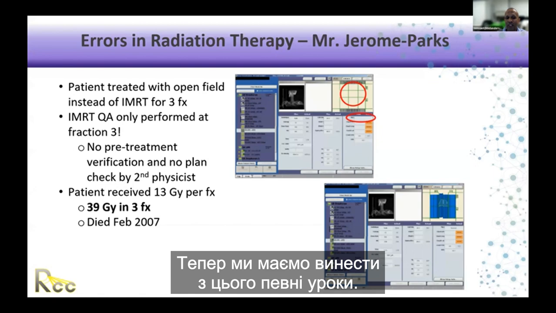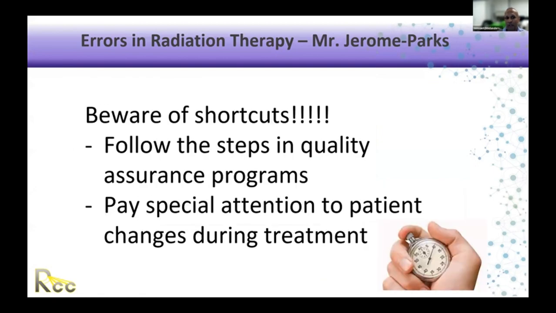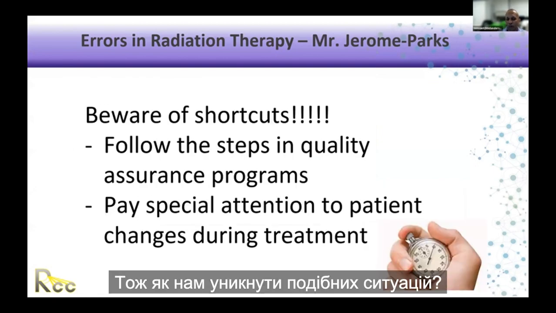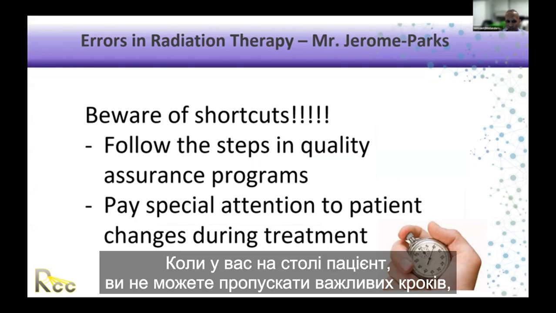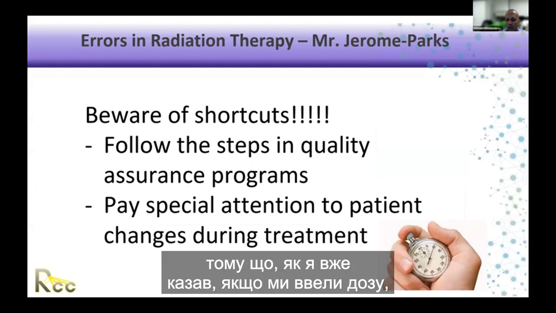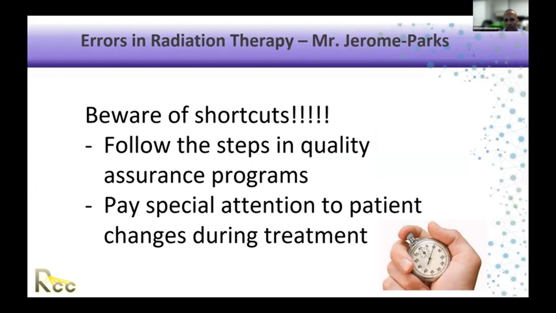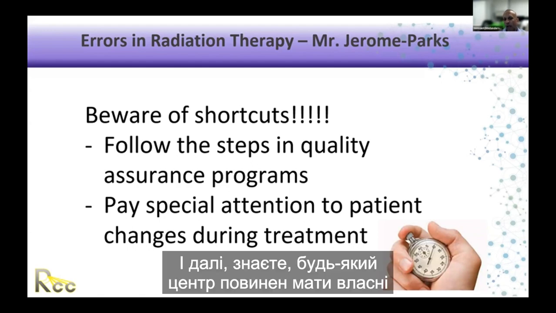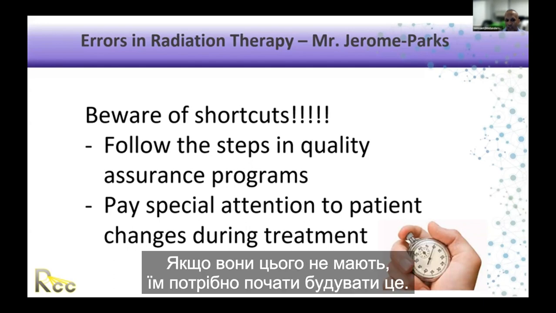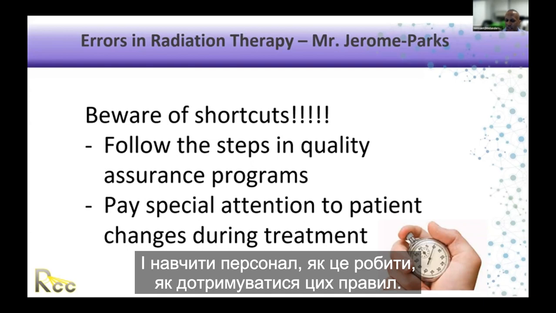Now we have to take some lessons from this. So how are we going to avoid stuff like that? Shortcuts. Be aware of your shortcuts. You have a patient on the table. You cannot take shortcuts on this, because once we give this dose, we cannot take it back. And follow policies. Any center should have their own quality assurance policies. If they don't have them, they need to start building that. Very, very important. And train the staff how to follow those policies.